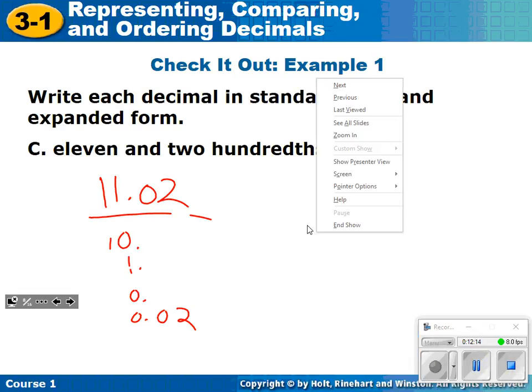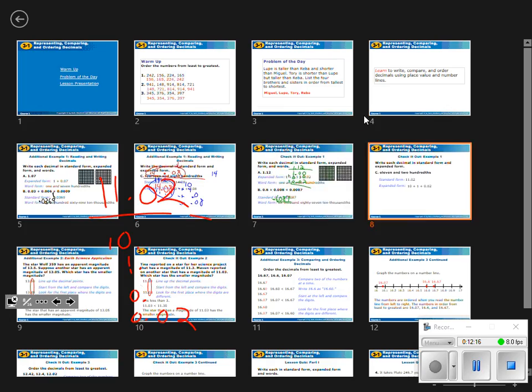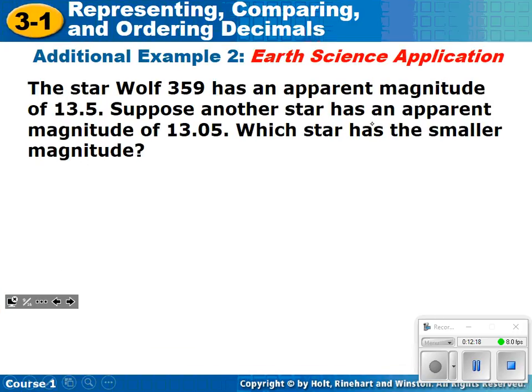Just a couple more quick. We're going to talk about the star Wolf. The star, named Wolf 359, has an apparent magnitude of 13.5. Suppose that another star has an apparent magnitude of 13.05. Which star has the smaller magnitude? Meaning, which one is smaller? 13.5 or 13.05? Which one is smaller?